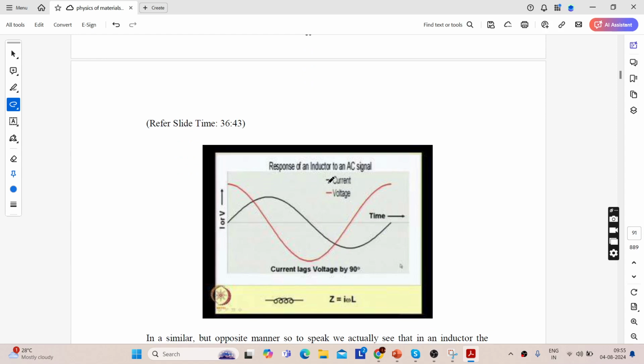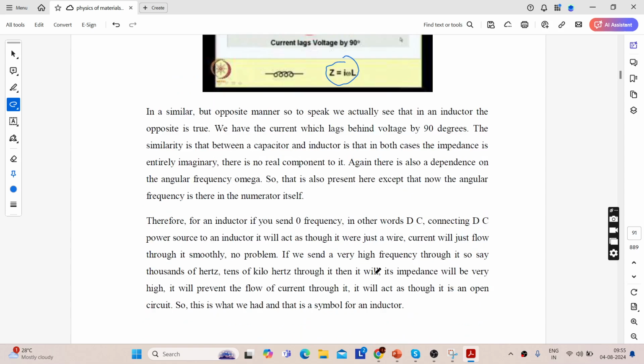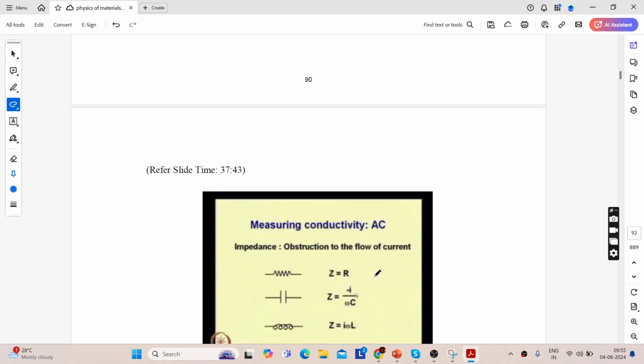Now if you take an inductor, in the case of an inductor the current lags the voltage by 90 degrees. As per the earlier case, we can see that in a capacitor the voltage will start from here. In this case, when the current is zero, the voltage is 90 degrees ahead of that. Okay, so then the impedance will be Z is equal to i omega L. So these things you have to remember.